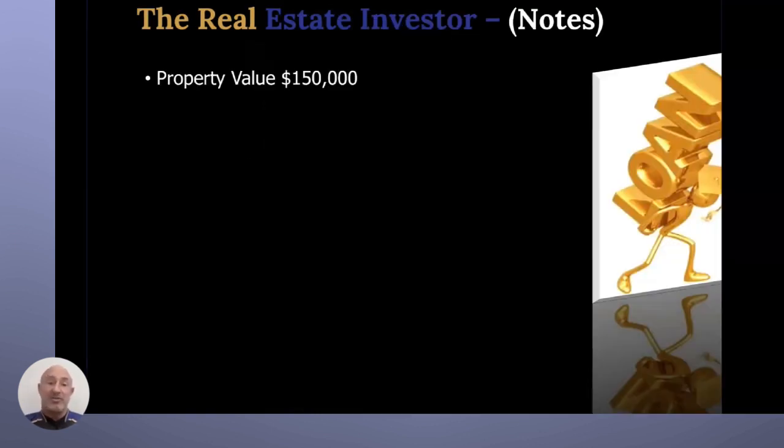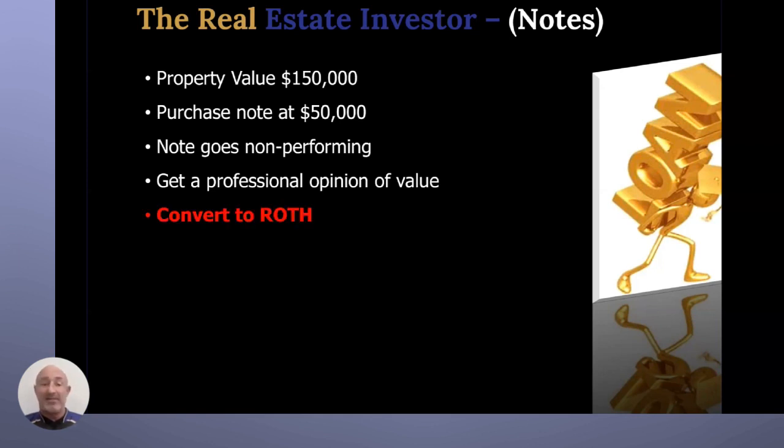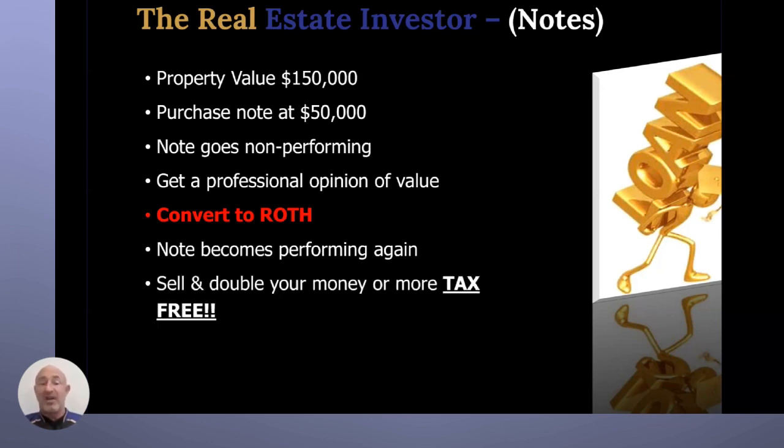You can also invest in notes. Property value is $150,000. Purchase a note at $50,000. The note goes non-performing, meaning that the borrower stops paying, but you have your loan secured against real property. So now that it's non-performing, you can go get a professional opinion of value, which is going to be less than what you lent. Then you convert to a Roth, the note goes performing again, and then you can sell and double your money or more tax-free.